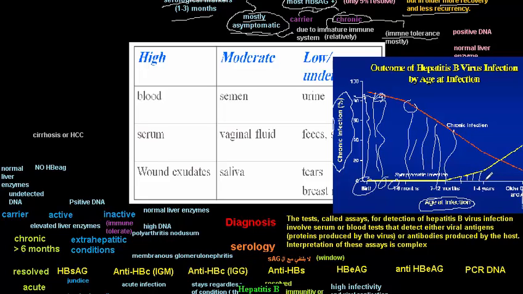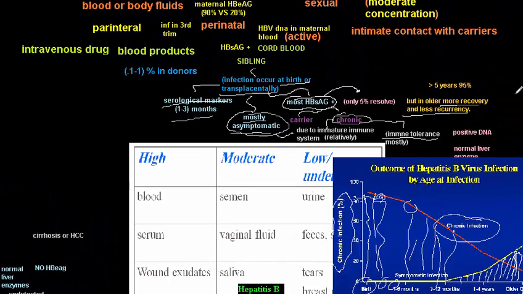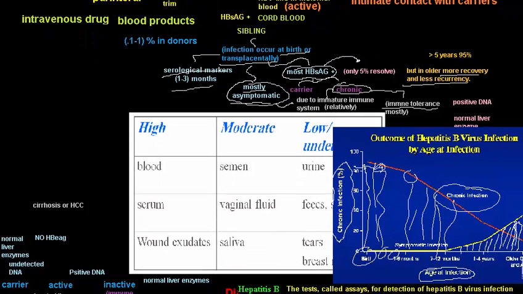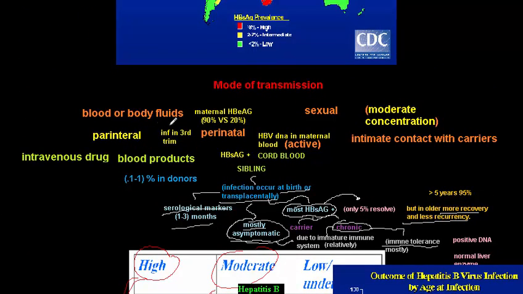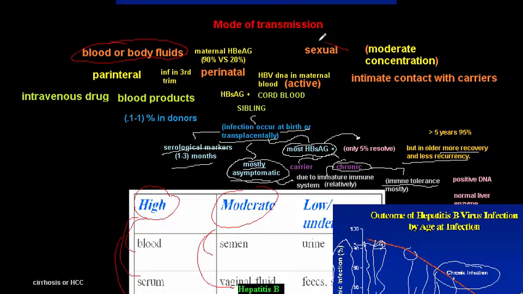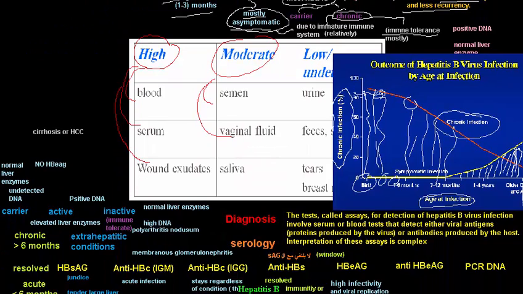If the patient is older, they will develop more symptoms because we have a more mature immune system, but they will have less chronic infection. I hope it is clear now. So this is about perinatal infection. Hepatitis B virus is high in the blood, in the serum, in the wound exudates, and moderate in the semen and the vaginal fluid. So blood or body fluid transmission of hepatitis B is more than sexual transmission. In the next video I'm going to talk about the serology of hepatitis B.